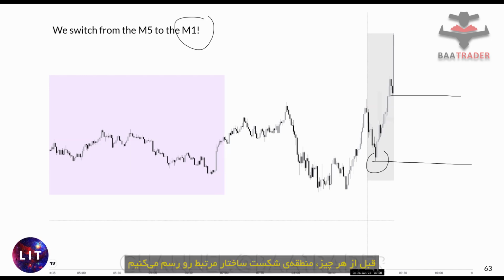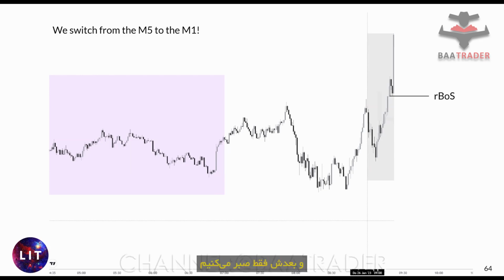So first of all, we draw in the relevant break of structure zone, and then we just wait. Again, we pay to wait. So boom, there we go. Here we go. Here is the relevant break of structure done. The only problem is up here, no imbalances, everything's mitigated. Even this one is mitigated in here. So what do we do?